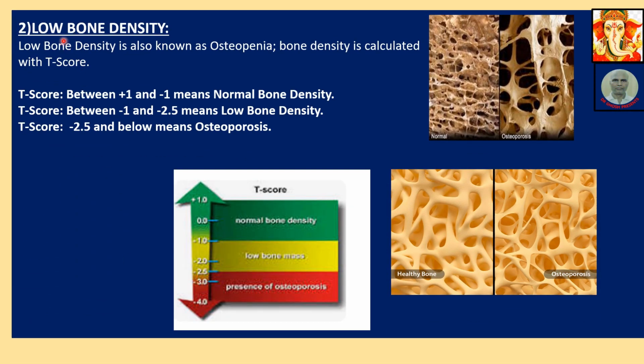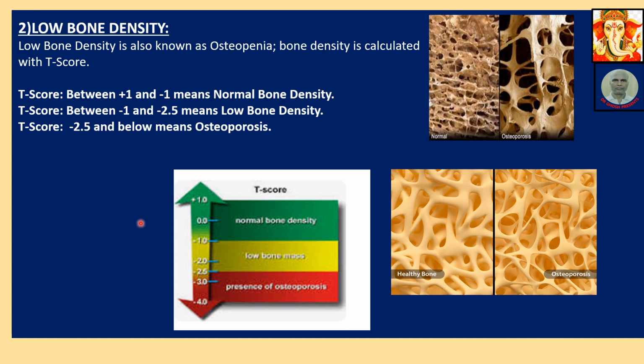Number 2, low bone density. Low bone density is also known as osteopenia. Bone density is calculated with T-score. T-score between +1 and -1 means normal bone density. T-score between -1 and -2.5 means low bone density. T-score of -2.5 and below means osteoporosis.